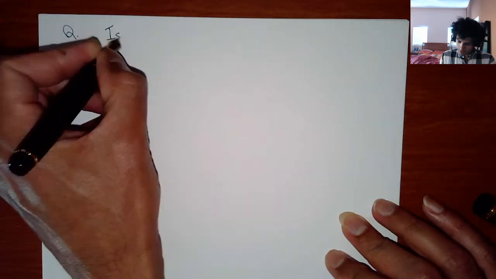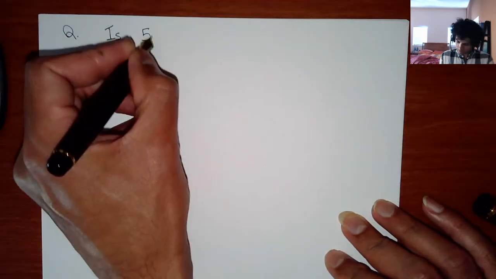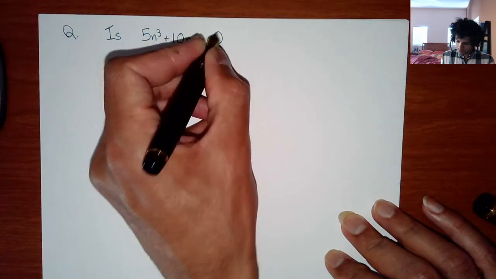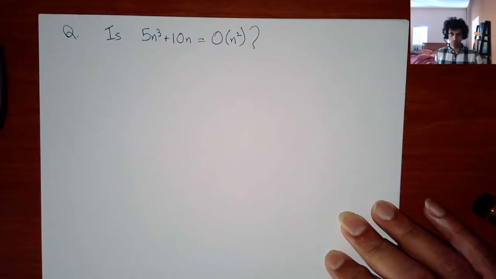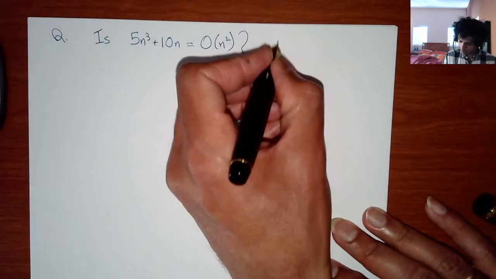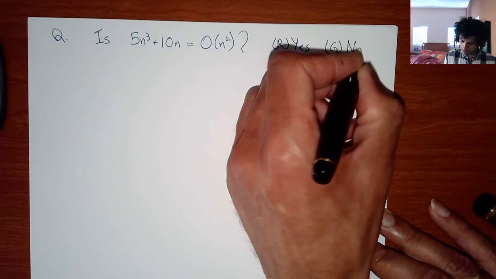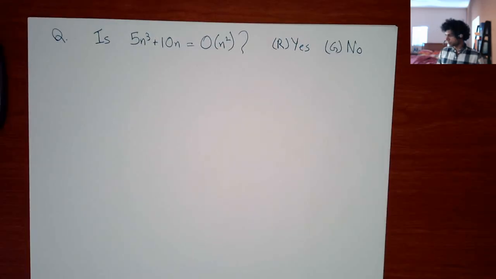Now let me ask you another question. Is 5n cubed plus 10n O of n squared? Again your options are yes, and the green is no, so I'm just going to relaunch the poll. Now tell me, is it O or not?